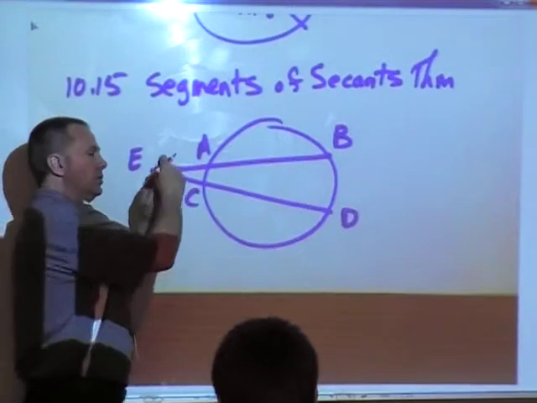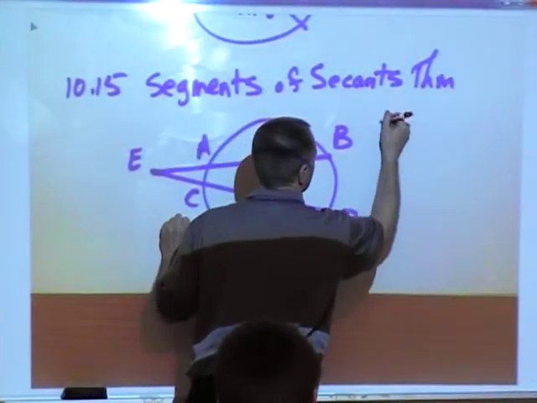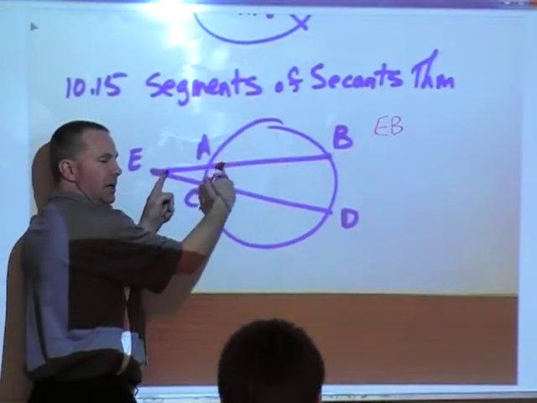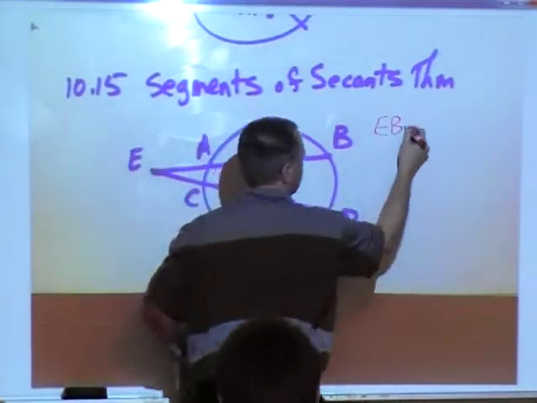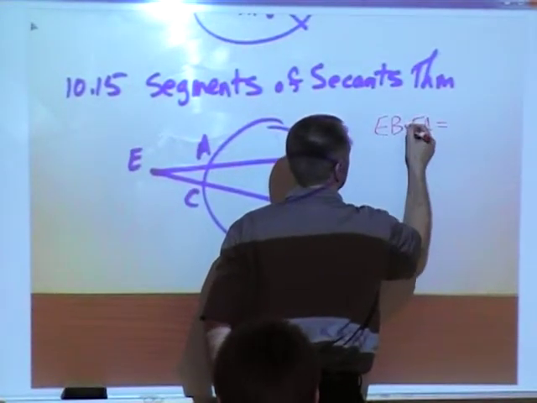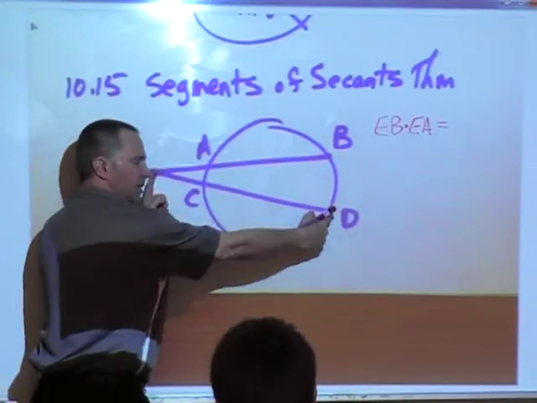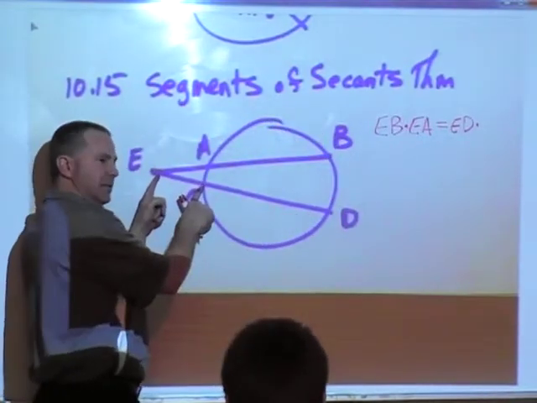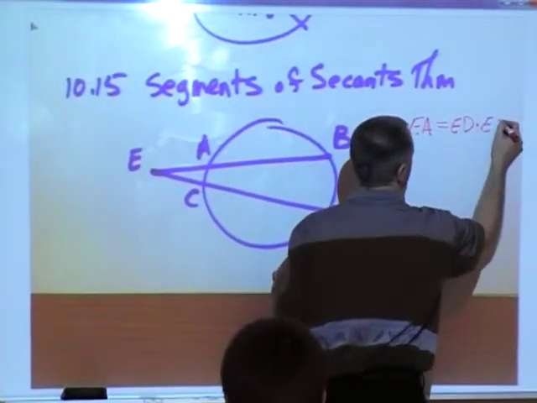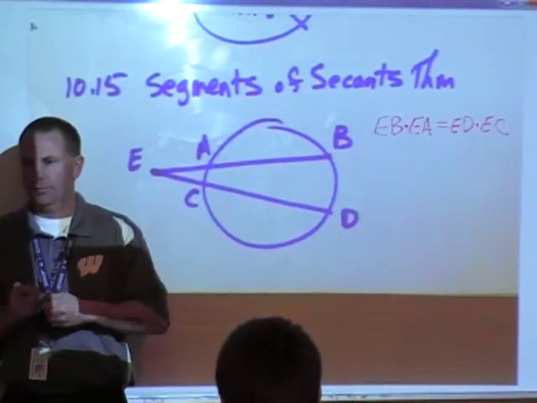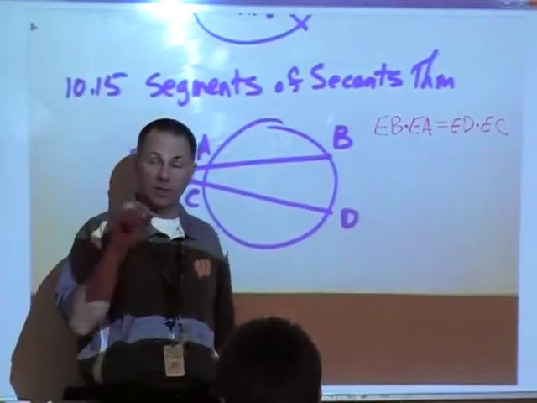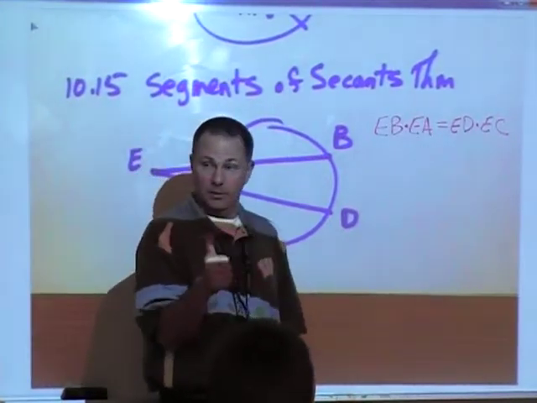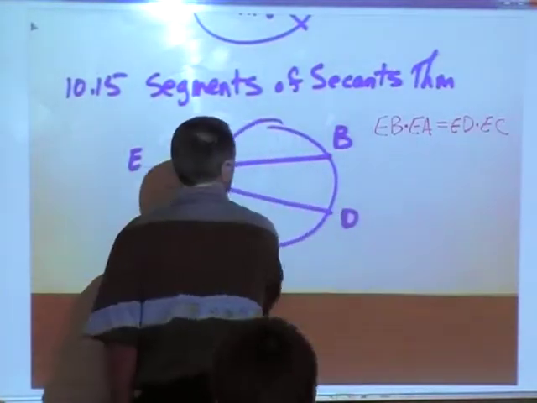What you do is you take the whole secant, EB, times the outside segment, not the inside, EA. Set that equal to the whole secant, ED, times the outside segment, EC. Got it? The whole secant times the outside segment is equal to the whole secant times the outside segment. Okay, let's see if you got it. Let's do an example.